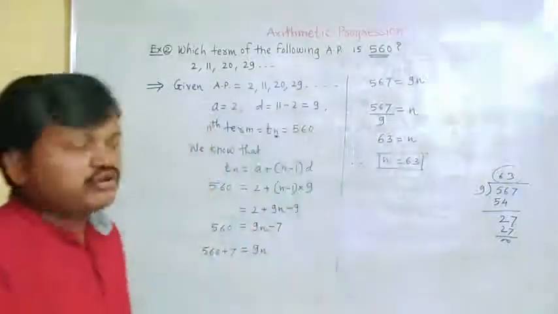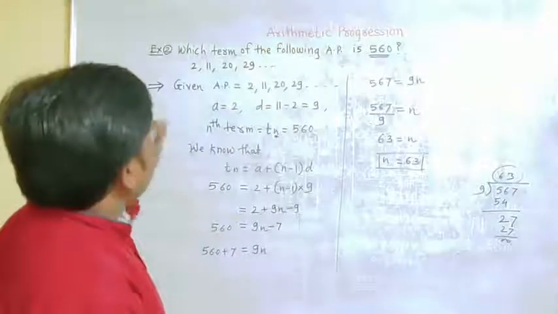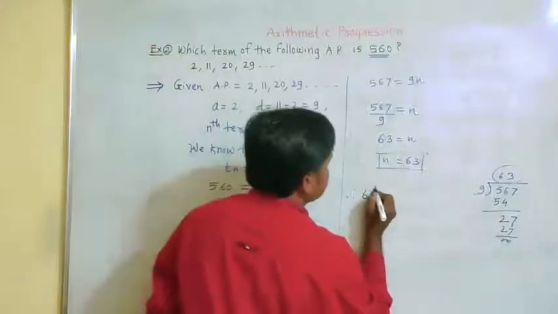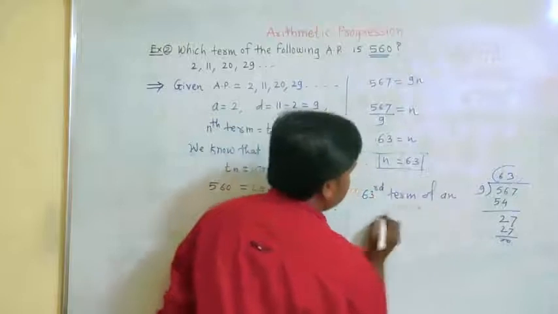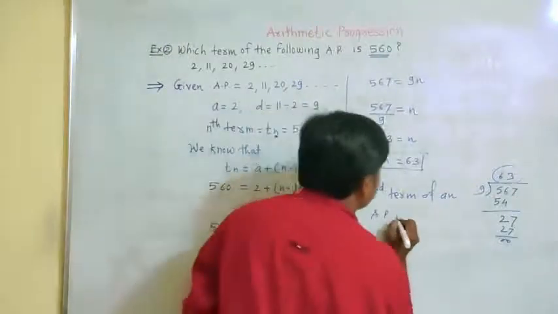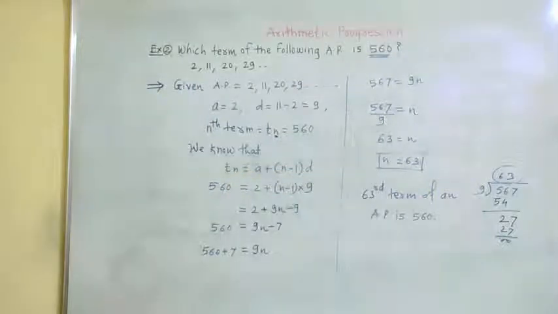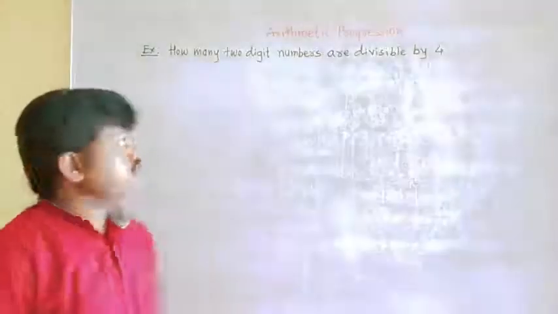So we calculated the value of n, but n means which term of the AP. Therefore the 63rd term of the AP is 560. So as we saw the second example, you write this, then we share the next example.